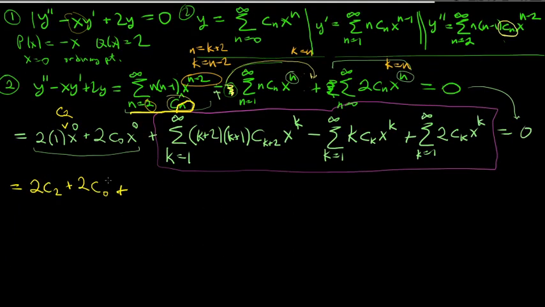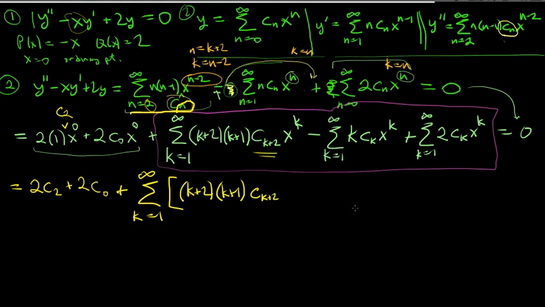Plus, and now let's see if I can combine everything here. So k starts at 1 and goes to infinity. And what are the coefficients? The coefficients are k plus 2 times k plus 1 times, and I nearly missed it, ck plus 2. We have to include that. Essentially, we're factoring out the x to the k here. So the next one will be minus k times ck. Oop, I was going to write x to the k, but we're factoring that out. And then finally, plus 2 times ck, and then all of that times x to the k equals 0. Okay, so I think that's right so far.